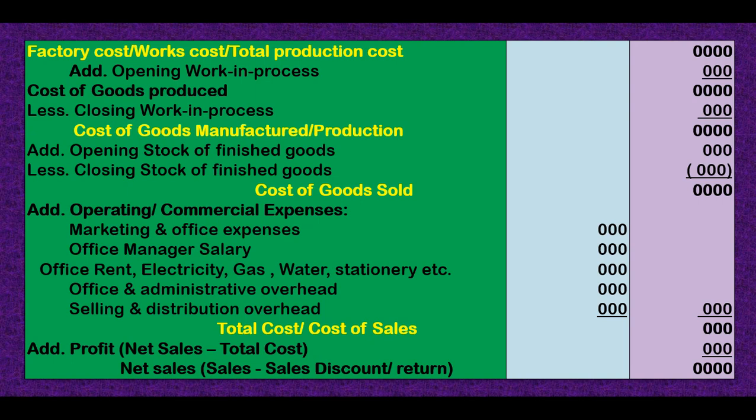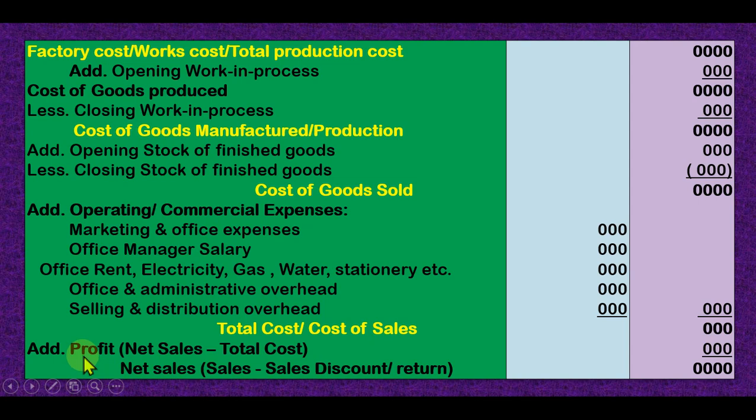With this cost of goods sold, dear student, now we have to add operating or commercial expenses. Operating or commercial, that means to run the business, whatever other expenditure occurred, that is operating or commercial expenses, like marketing and office expense, office manager salary, office rent, electricity, gas, water, stationery, office and administrative overhead, selling and distribution overhead, all the things we have to add. Then this is called operating or commercial expenses. So earlier we had cost of goods sold, add operating expenses. This is total cost or cost of sales, dear student.